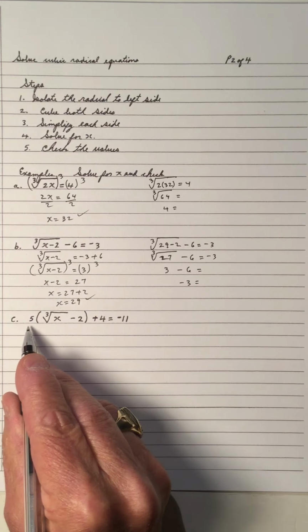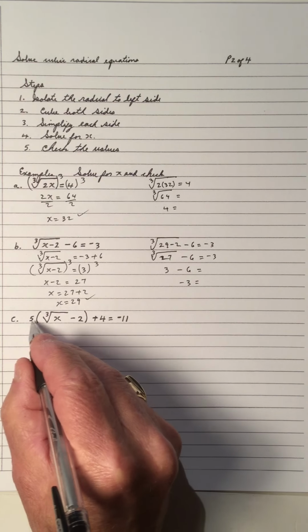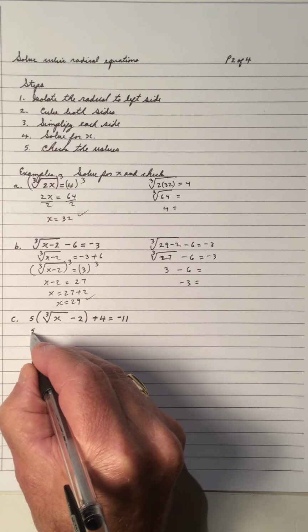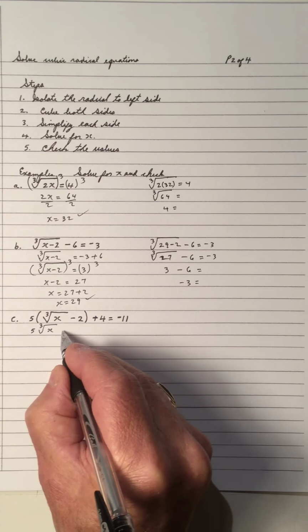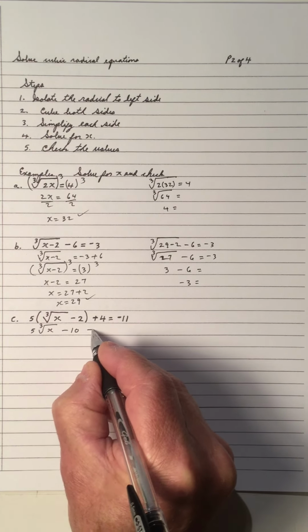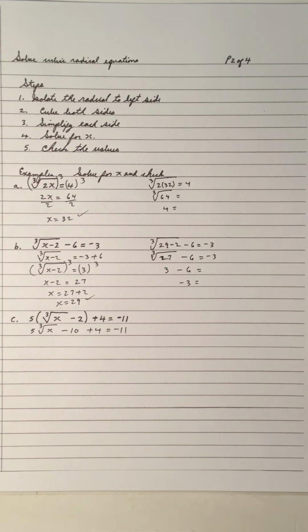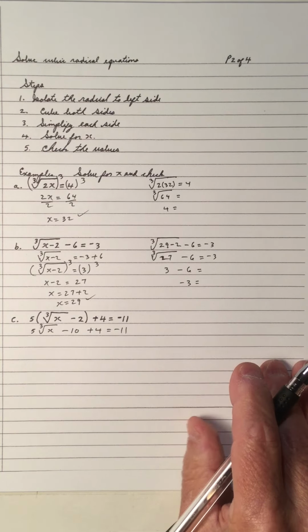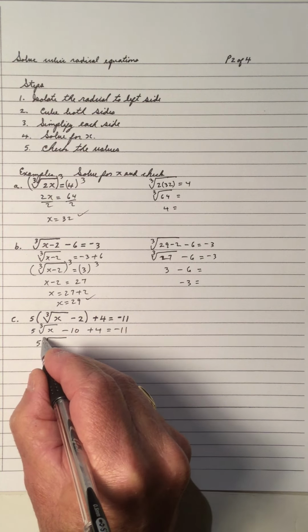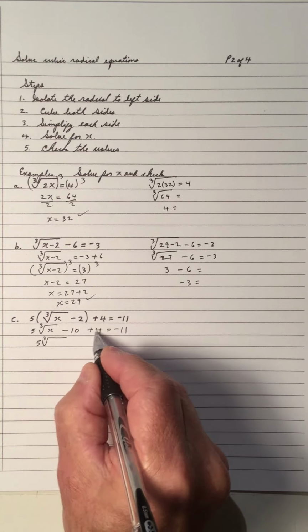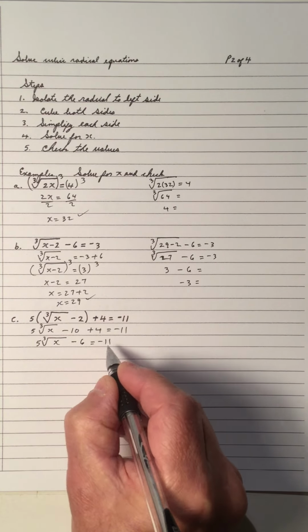Now we have brackets here. We have to isolate the root, but we have to remove the brackets first. So 5 times the cube root of x is 5 cube root x. 5 times 2 is 10, plus 4. So we remove the bracket. Now we'll isolate the root. So let's simplify. Negative 10 plus 4 is negative 6. That's the x there. Negative 6 equals negative 11.